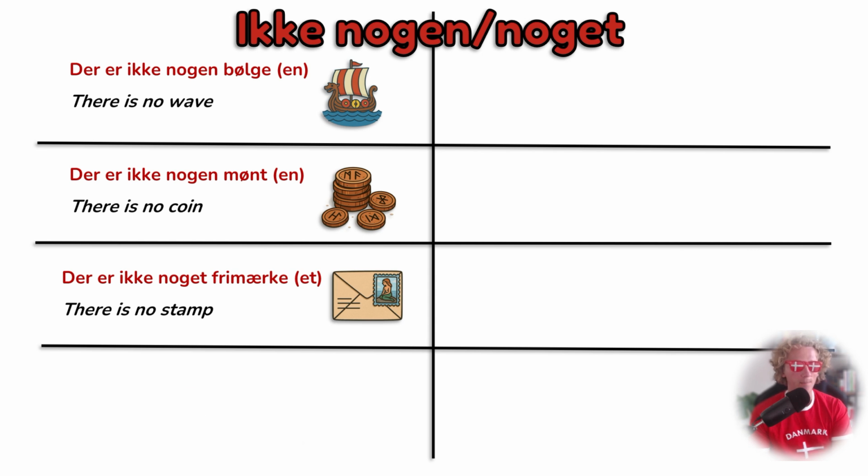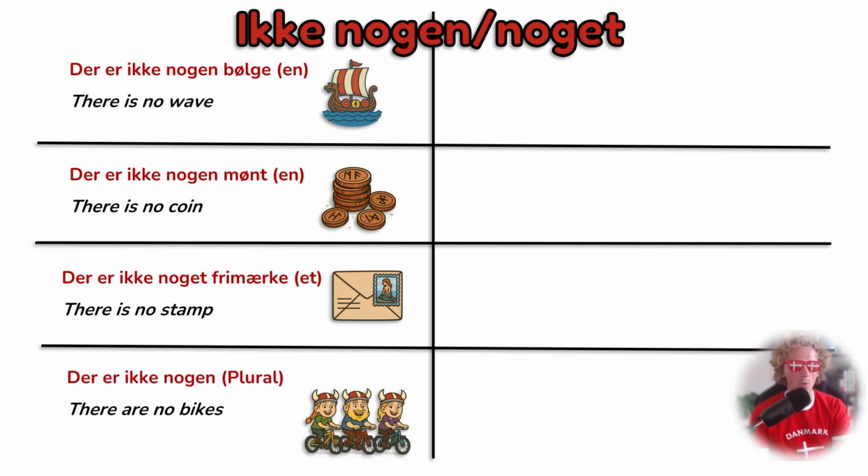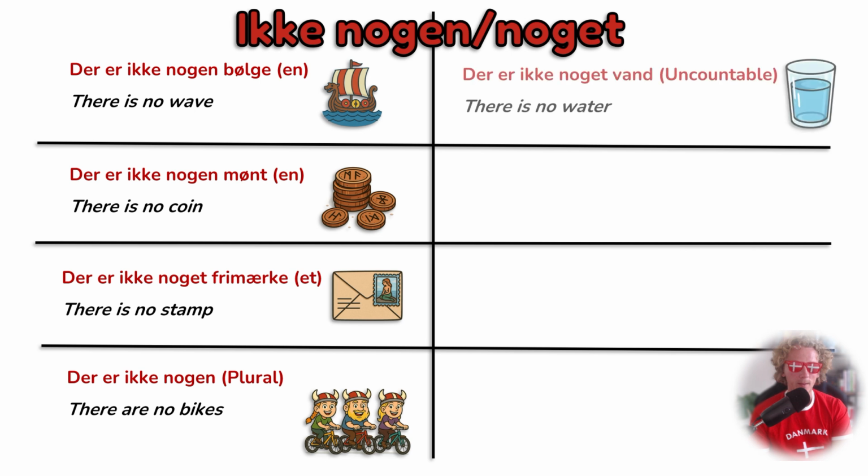Der er ikke nogen cykler. There are no bikes. Again, we have here nogen, en ending, because it's plural, and we always use nogen for plural. Der er ikke noget vand. We use the et ending here because it's uncountable, similar to the example with intet.